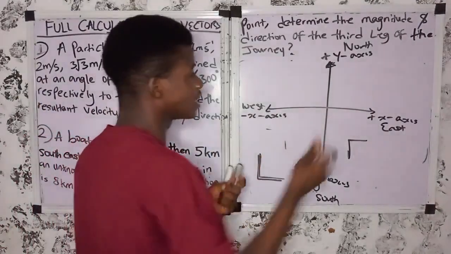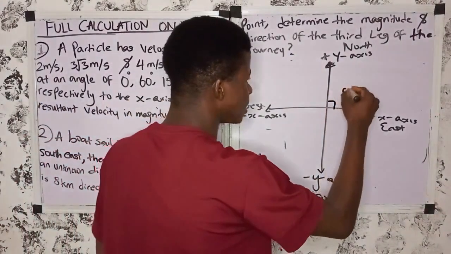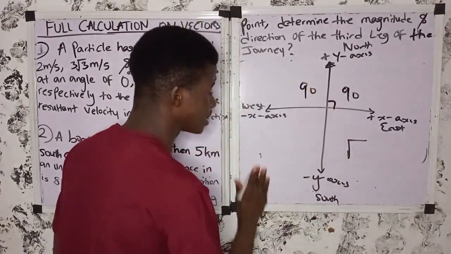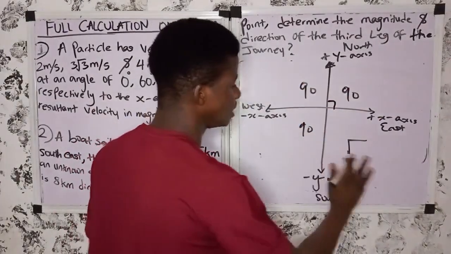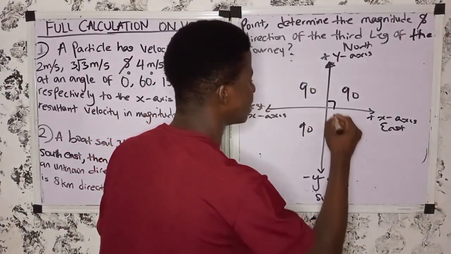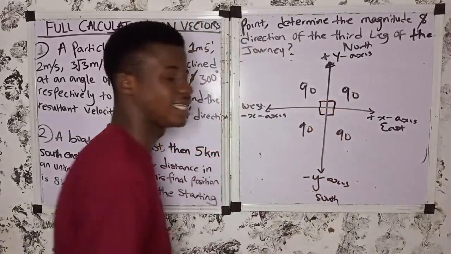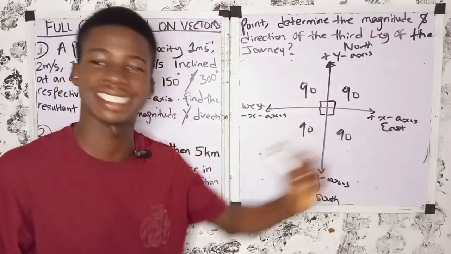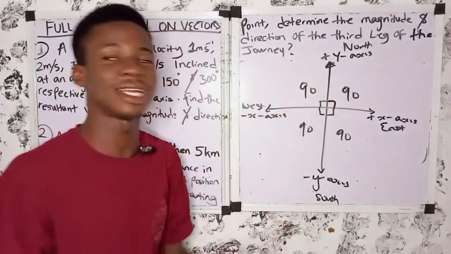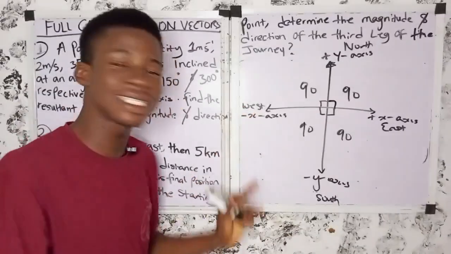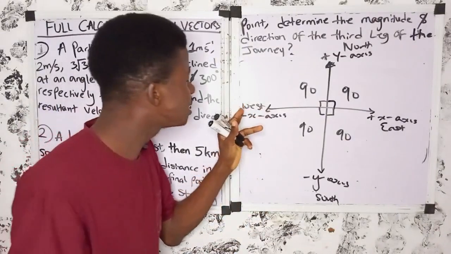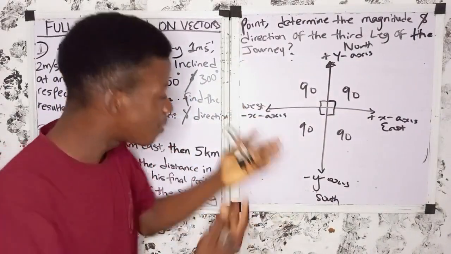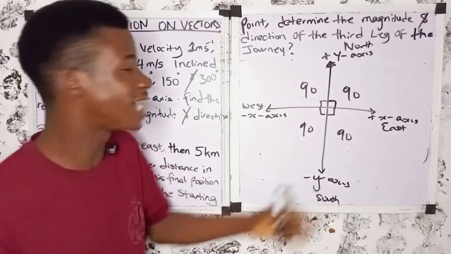So the angle here is 90 degrees, because the lines are perpendicular. The angle here is 90 degrees. Now, what is the angle in the positive x direction? Where is the angle in the positive y direction or the north? Where is the angle in the west direction or negative x-axis? Where is the angle in the south direction or negative y-axis?